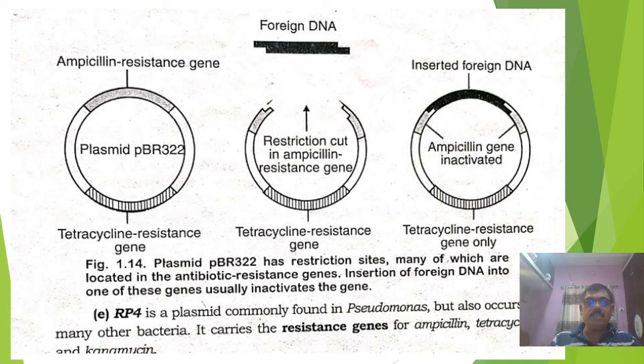When you have to introduce the foreign DNA, you can cut either the ampicillin resistant gene and add the foreign DNA here, or you can cut the tetracycline resistant gene and add your desired DNA here. Likewise, you can break or cut either of the antibiotic resistant genes in this pBR322 for genetic recombinant technology.